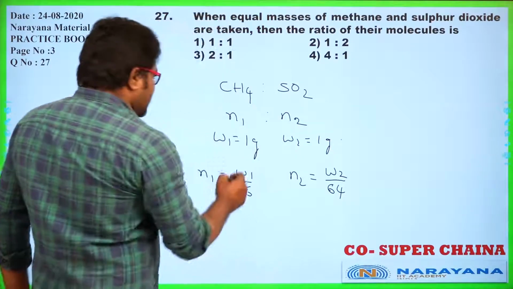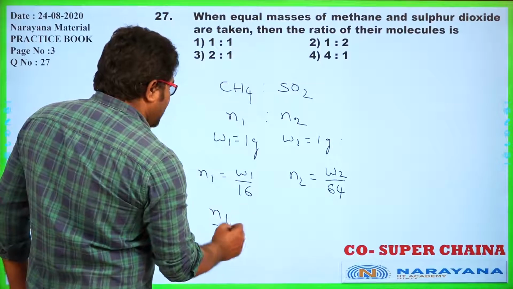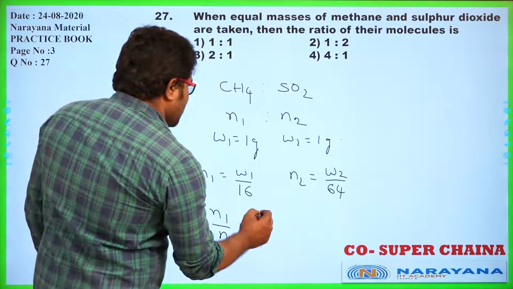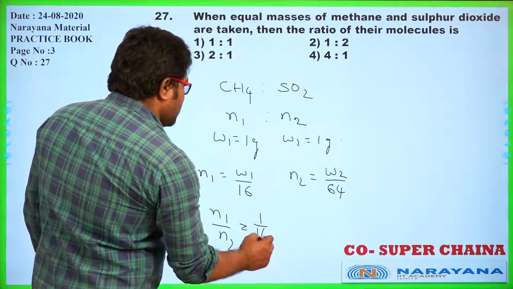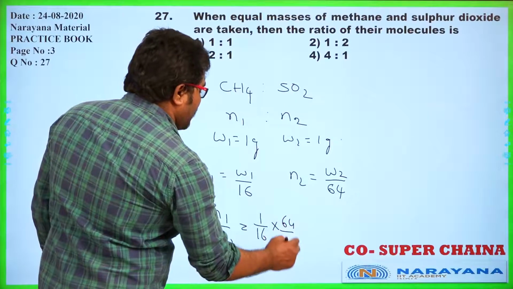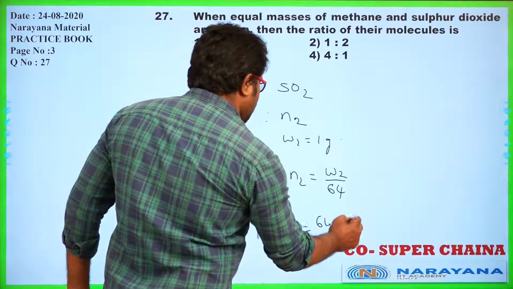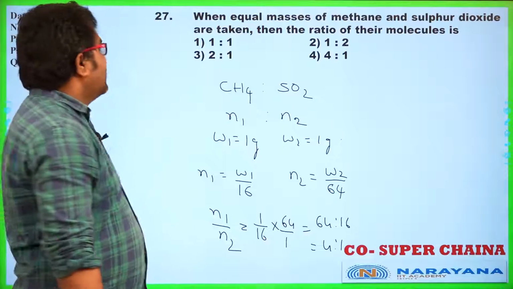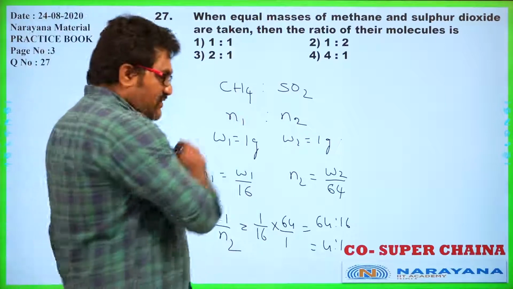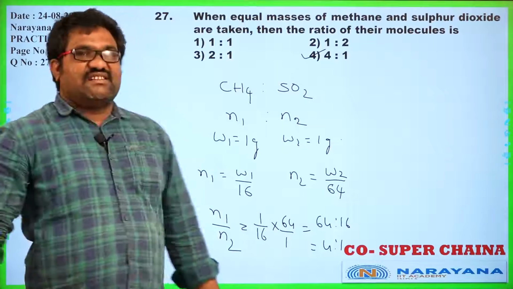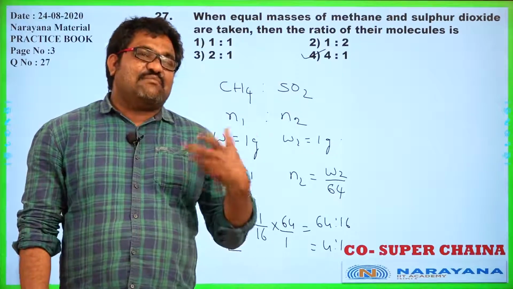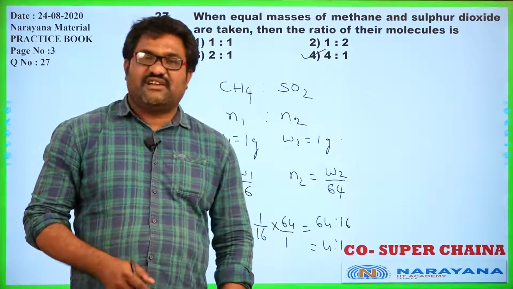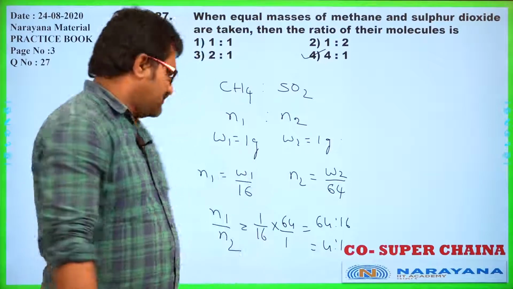Now W1 is equal to W2, equal to W. So N1 by N2, the ratio of their molecules for equal mass of methane, is 1 by 16 into 64 by 1. 64 is to 16, that is equal to 4 is to 1. So among the given options, the fourth one is the correct one. Always the molecules are present in their number of moles ratio, not weight, because the molecular weights of different compounds are different. Right, let us go for the next question.